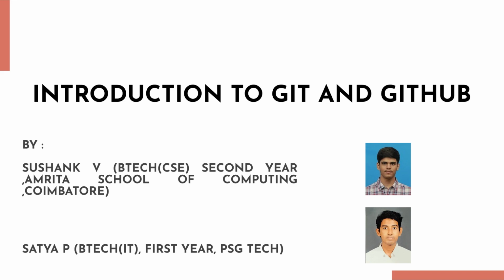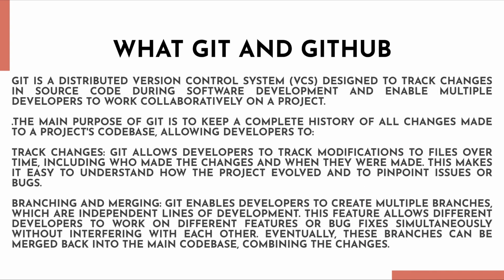Today we are going to present about the contents of Git. To start with, Git. It is a distributed version control system used to track changes in software code. GitHub. It is a web-based platform that provides hosting for software development projects using this version control system called Git.